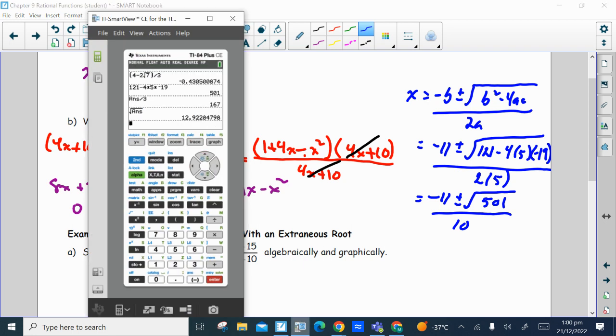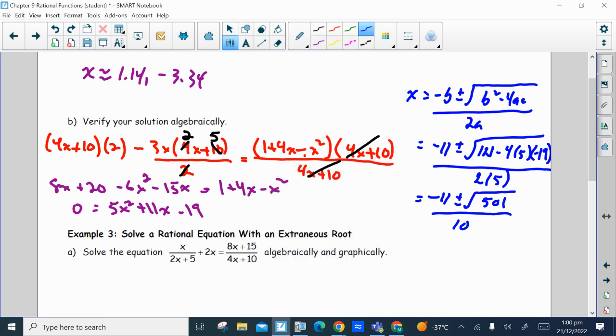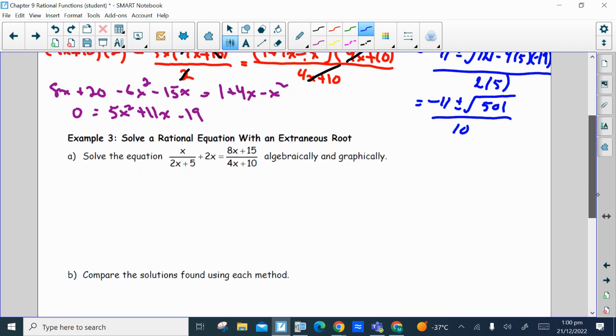And so we can check them against what we found graphically. In brackets, negative 11 plus the root of 501, all divided by 10. There's our 1.14 answer that we got. And if we change the plus root 501 to a minus root 501, there's our negative 3.34 answer that we got. But again, doing it algebraically, we get exact answers.